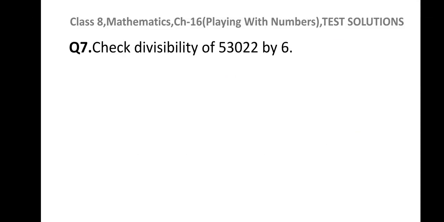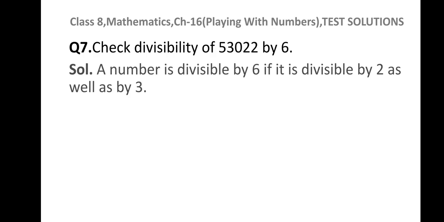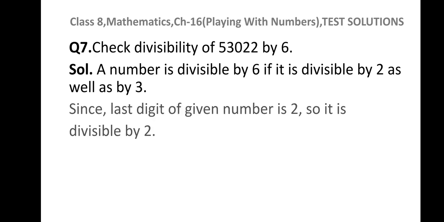Now coming to question number 7. Question number 7 is check divisibility of 53,022 by 6. We need to check the divisibility of the given number by 6. First of all, you should be aware about the divisibility rule of 6. A number is divisible by 6 if it is divisible by 2 as well as by 3. And we know the divisibility rule of 2 says the last digit of that given number is 2. So it is divisible by 2.